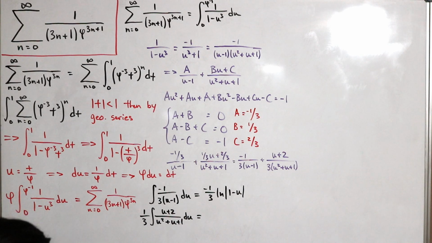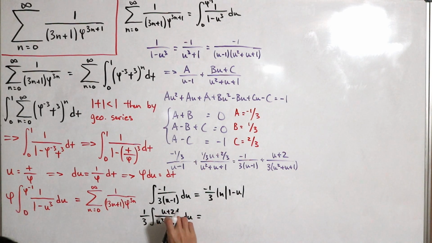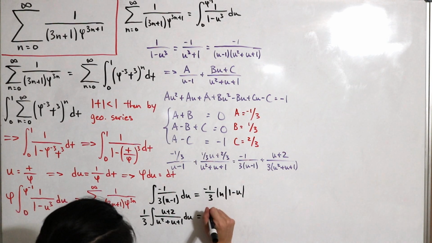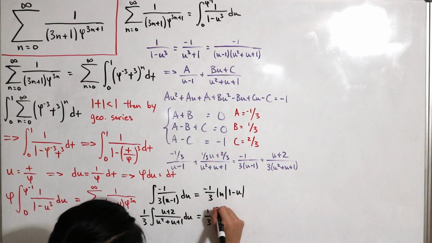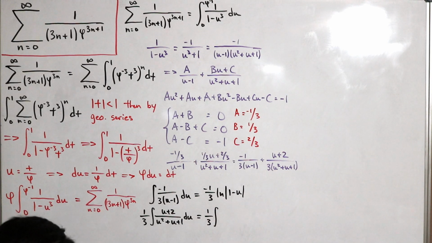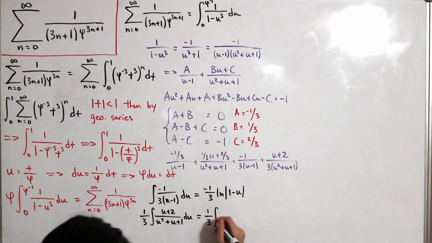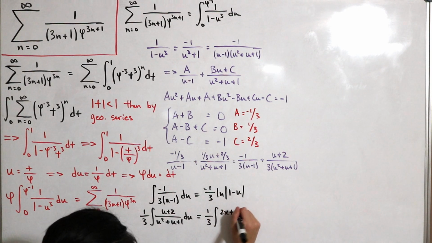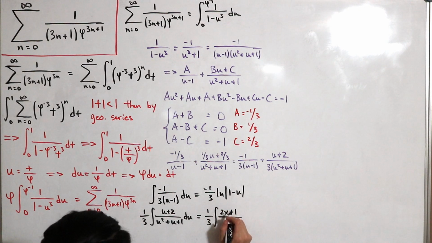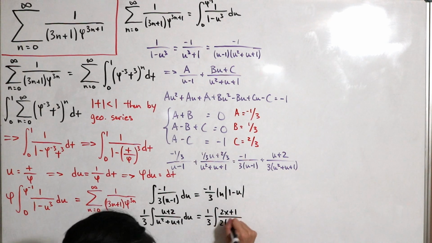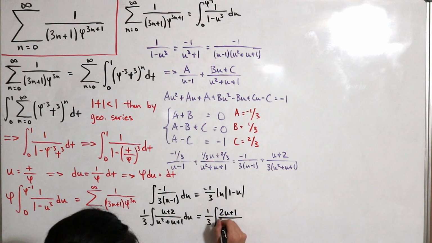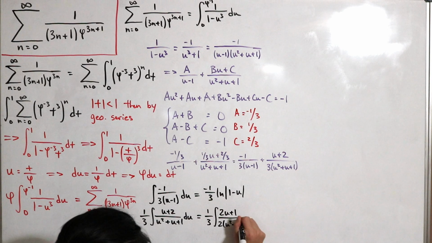What we can do is rewrite our integrand a little bit differently, so that it's easier to integrate. So I'll have a 1 over 3, and I'll split this up using linearity. Once I get to that step, we have that this is just (2u plus 1), divided by 2 times (u squared plus u plus 1) du.